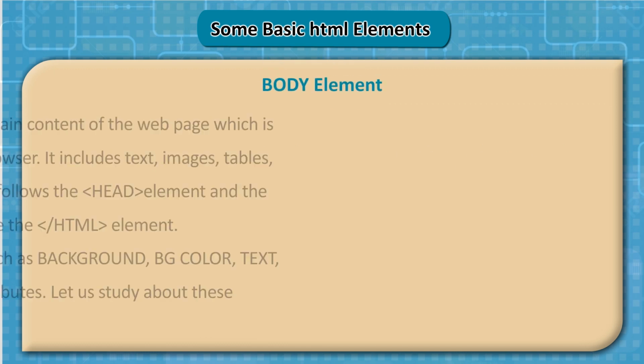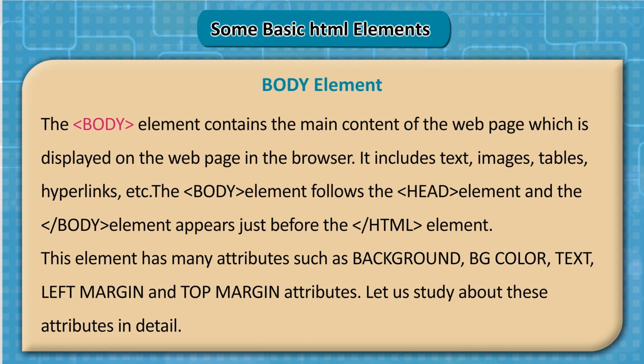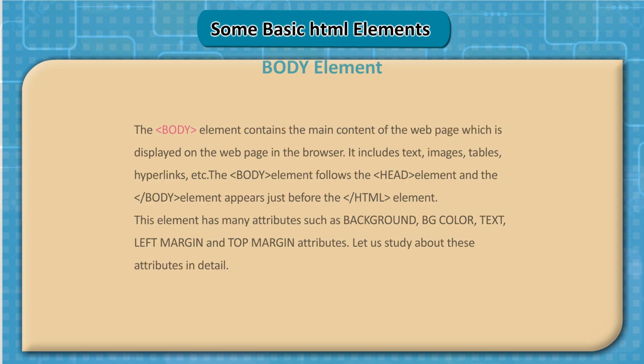Body element. The body element contains the main content of the web page, which is displayed on the web page in the browser. It includes text, images, tables, hyperlinks, etc. The body element follows the head element and the </body> element appears just before the </html> element. This element has many attributes such as background, bgcolor, text, leftmargin and topmargin attributes. Let us study about these attributes in detail.